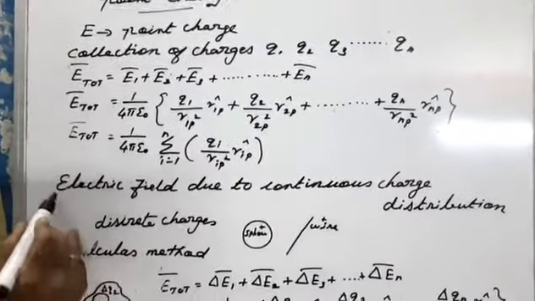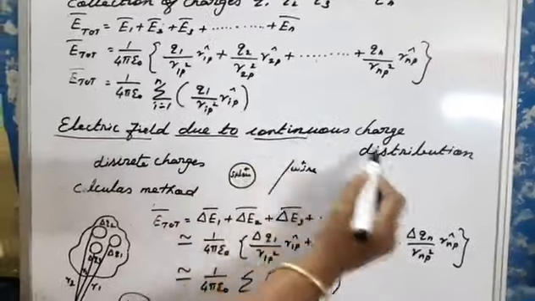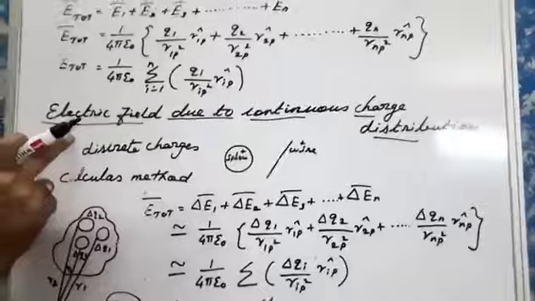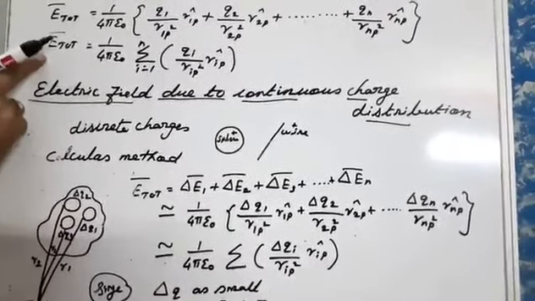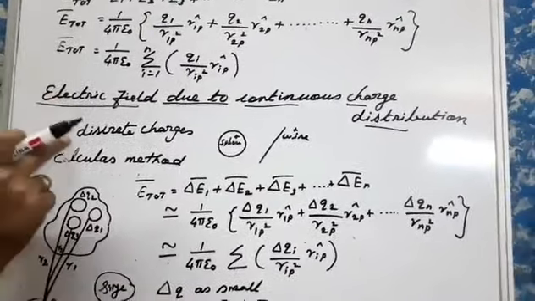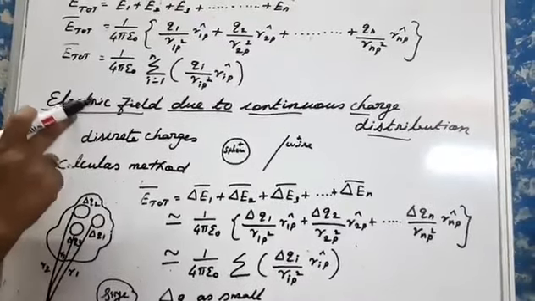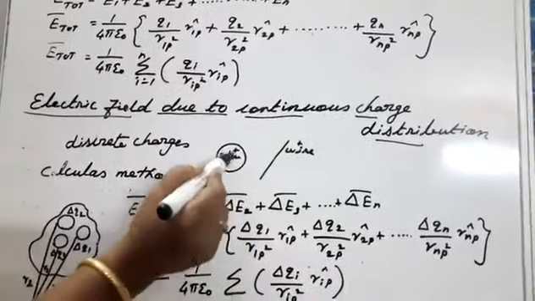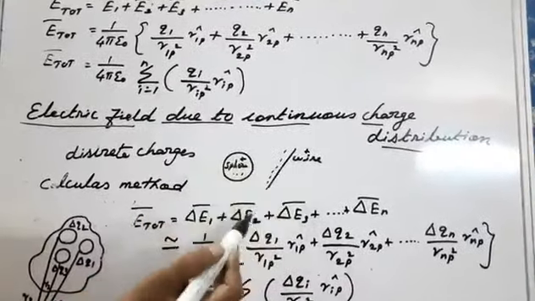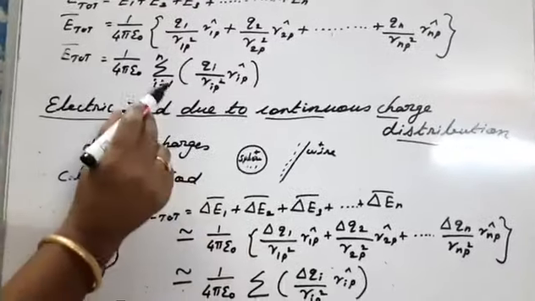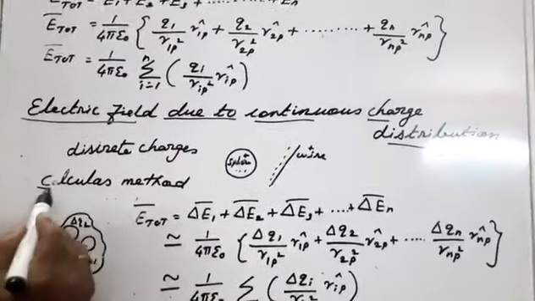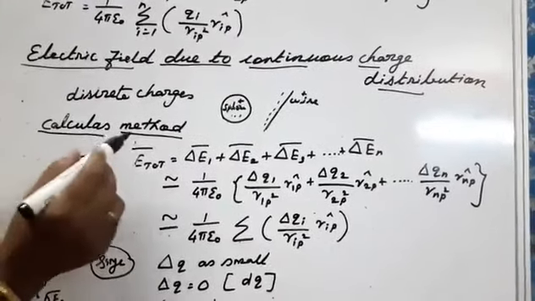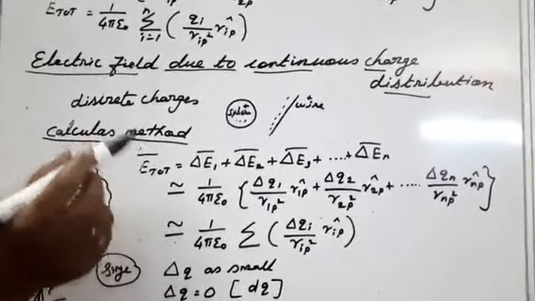Our next topic is the electric field due to continuous charge distribution. Continuous charge distribution means, suppose these electric field values are discrete values. When we take a charged sphere or charged wire, a million charges are present inside. So here this formula cannot be used. We have to use the calculus method to calculate the electric field.